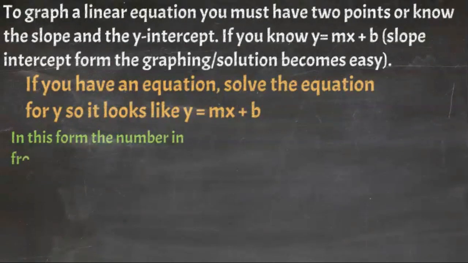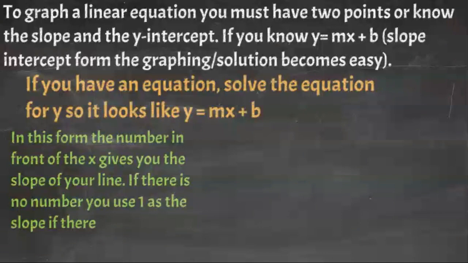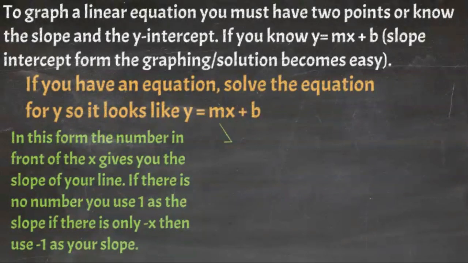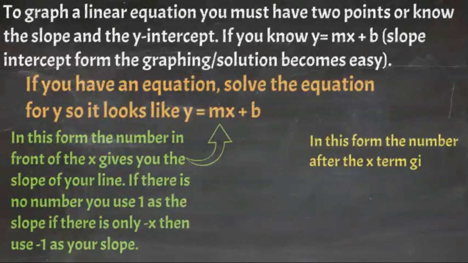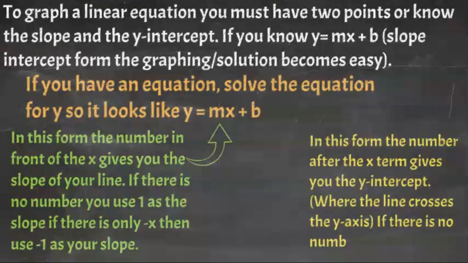In this form, the number in front of the x gives you the slope of your line. If there is no number, you use 1 as the slope. If there is only a negative x, then you use negative 1 as your slope. Right where the m is would be the slope. In this form, the number after the x term gives you the y-intercept, where you start the line, or where the line crosses the y-axis. If there is no number, you start at 0.